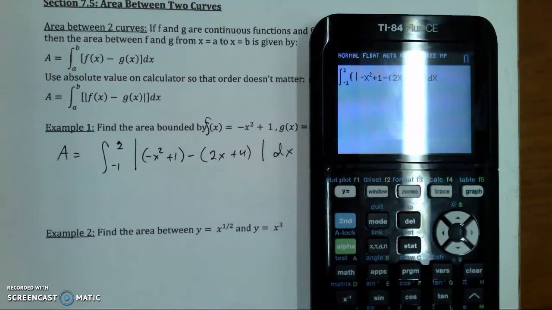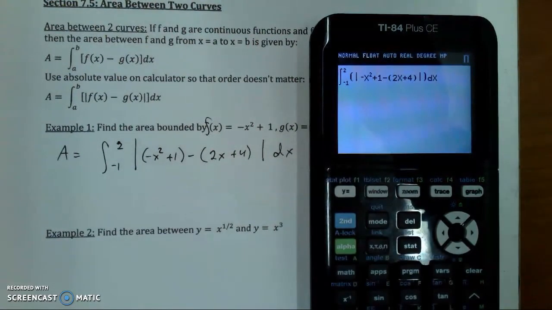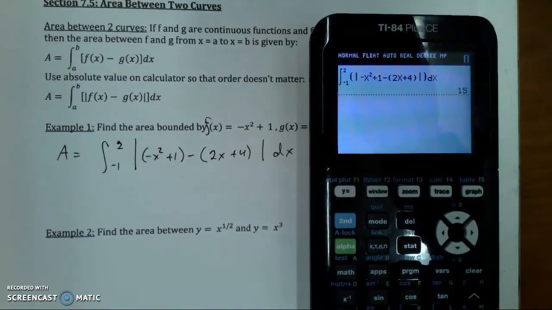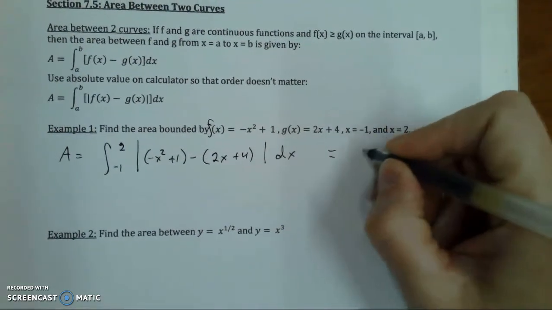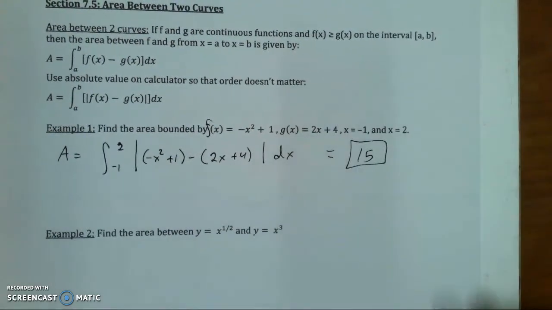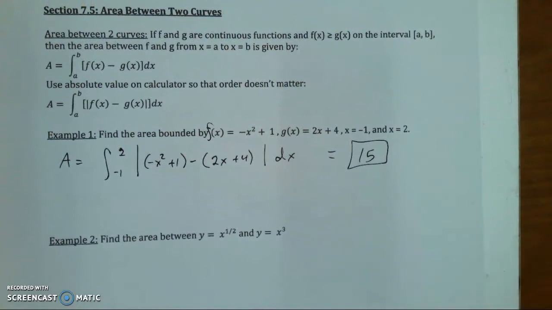Now I always encourage you, before you hit enter, double check and make sure we've got that typed in correctly. Since if we mistype it, we will get the wrong answer. But that does look like what I want. So let's hit enter. And it looks like I get 15 as my answer. So again, in this class, I'm not going to worry too much about setting them up by hand. I'm just going to put those absolute value signs in and let my calculator help me out.